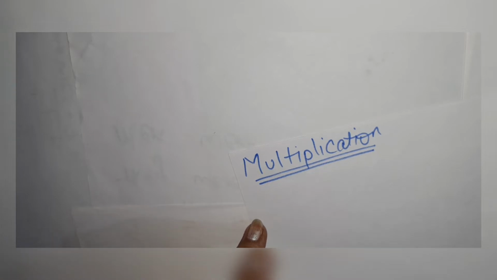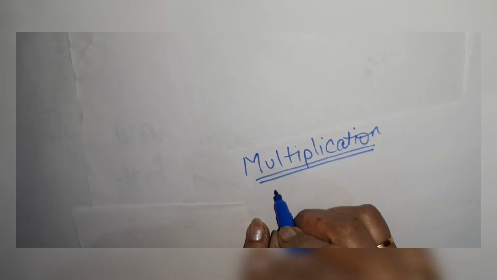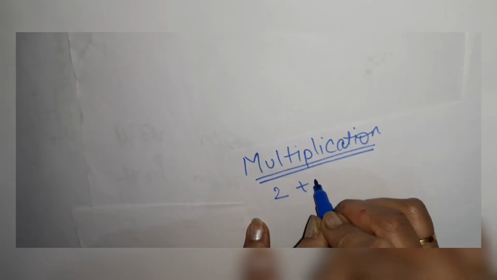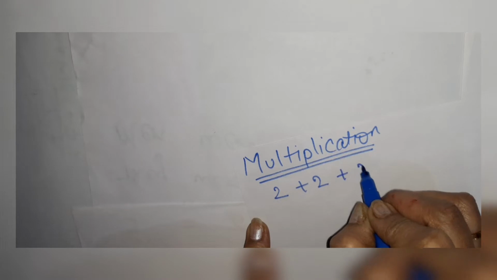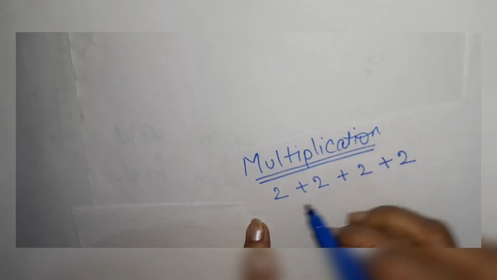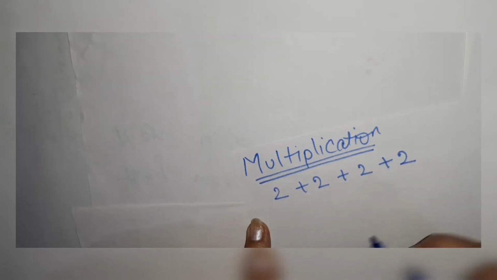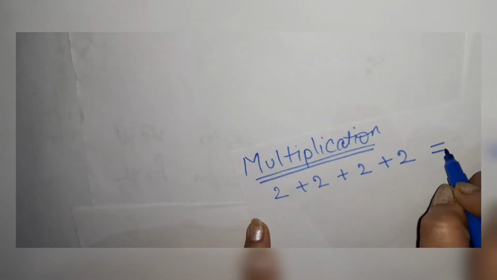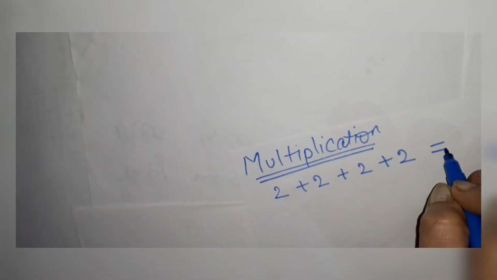Today we are going to learn multiplication, how we can teach multiplication to small kids. So let's start for that. Suppose I write 2 plus 2 plus 2 plus 2. How much does it come to? Last time, we learned how to do addition.